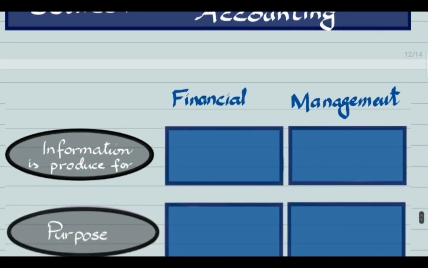So the first point is, in financial accounting, information is produced for external users, like for government, for lenders, bank, and for suppliers. While in case of management accounting, information is produced for internal purpose, internal users, like managers to make decisions.